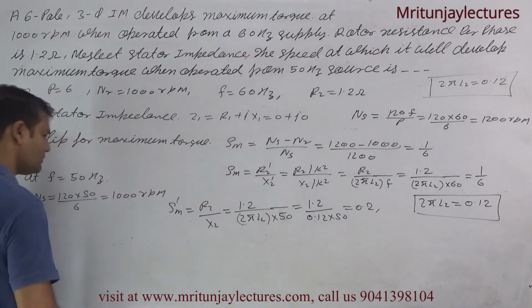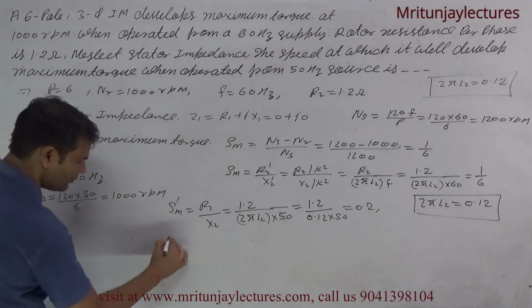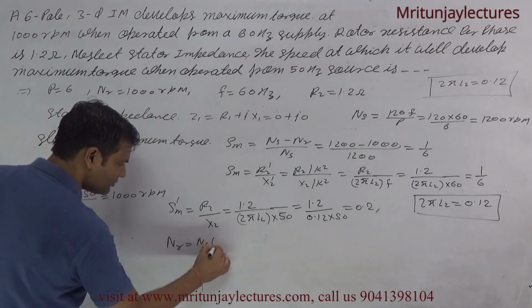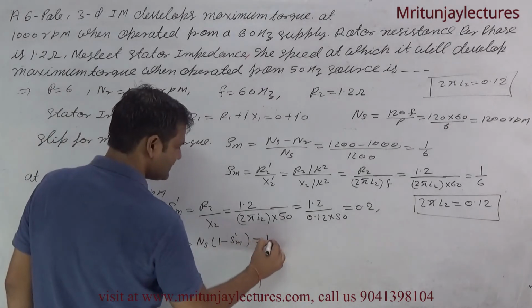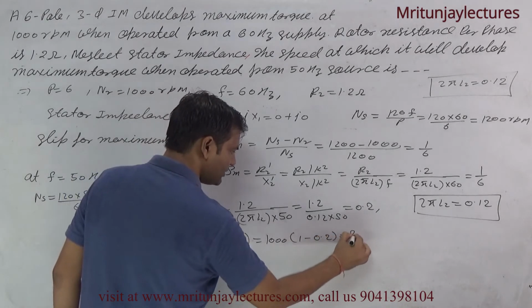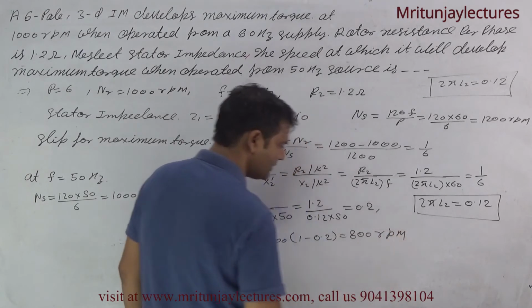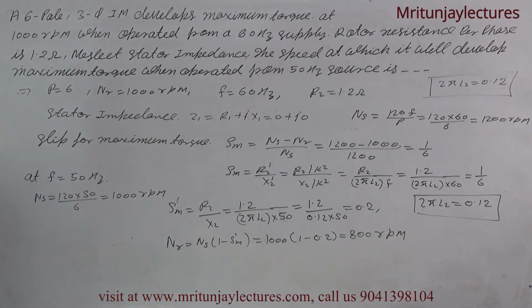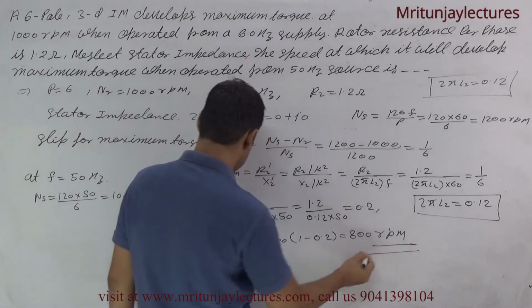Clear? So what about rotor speed? Rotor speed will be equal to Ns into 1 minus Sm dash. Ns is 1000, 1 minus 0.2. Finally we got 800 rpm. Clear? So finally we got the answer, 800 rpm. This is the final answer.